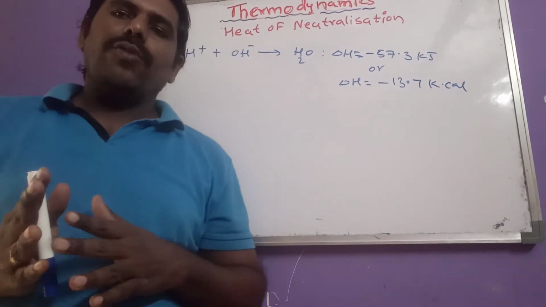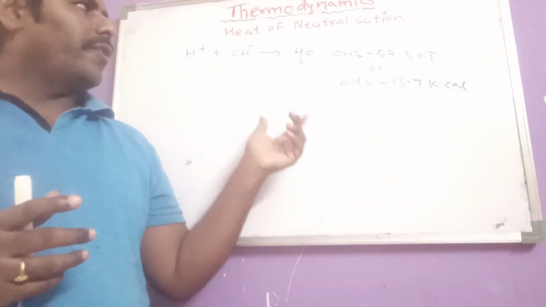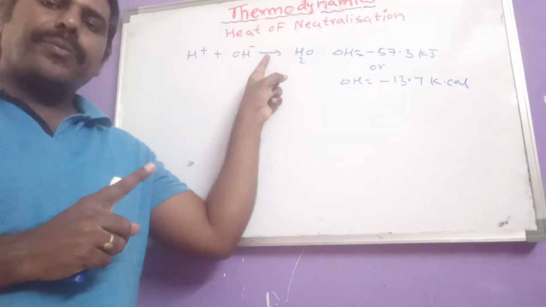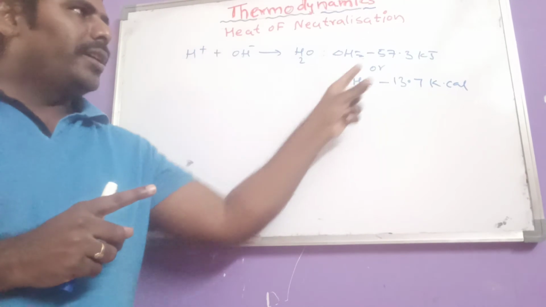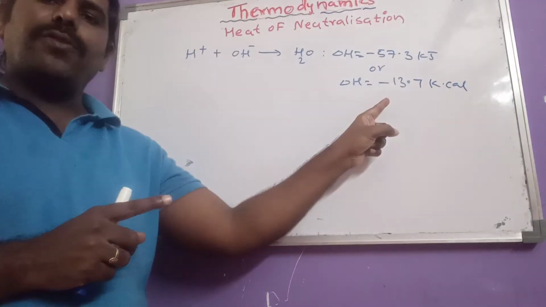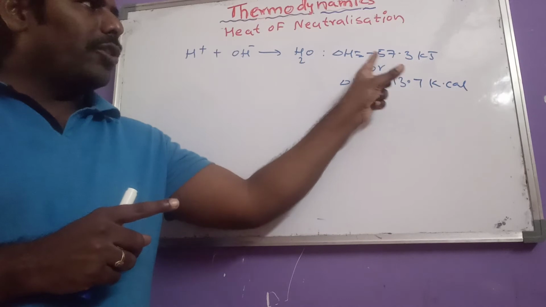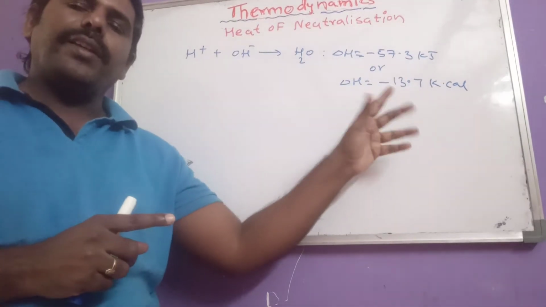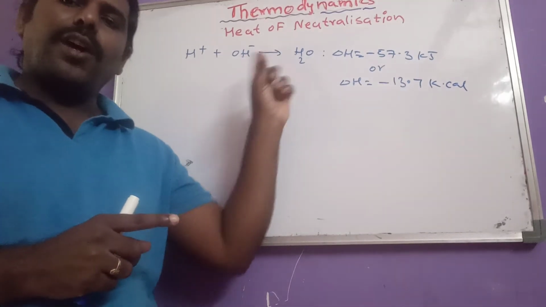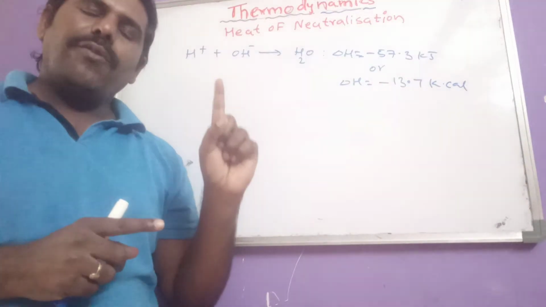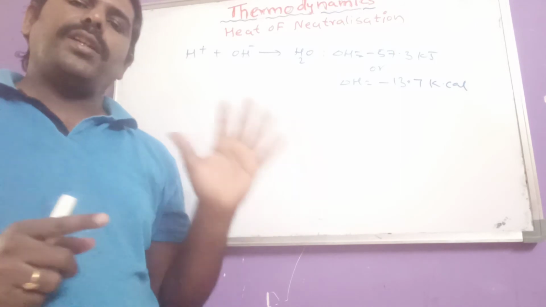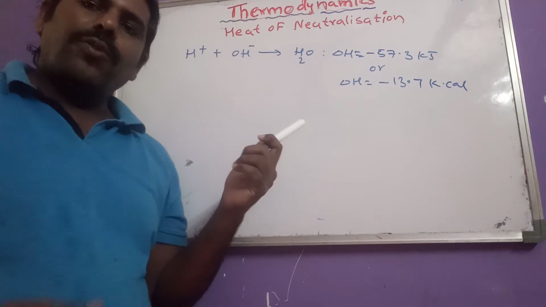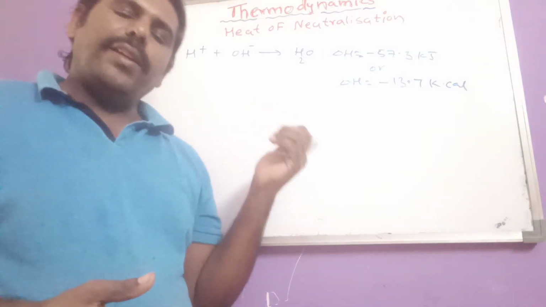And what are the things we have to remember in this? See here, first one, when 1 mole of water is formed in a neutralization reaction, we have to remember this delta H value: in kilojoules 57.3, in kilocalories 13.7 kilocalories. This is for 1 mole of water formation. Now let us see different questions we are going to solve in heat of neutralization.